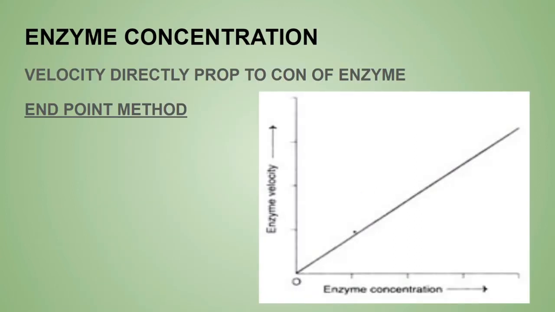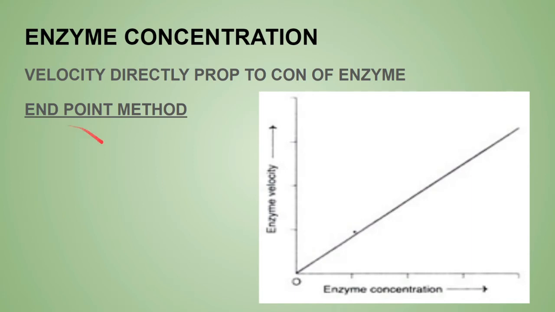Now we will discuss the factors influencing enzyme activity. First of all, the effect of enzyme concentration. Remember that the rate of reaction, or velocity, is directly proportional to the enzyme concentration when sufficient substrate is present. Remember, this property is made use of in determining the level of a particular enzyme in plasma, serum or tissue. How? This is done by the endpoint method.